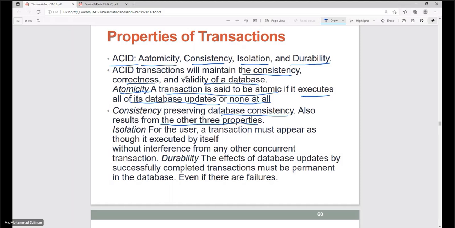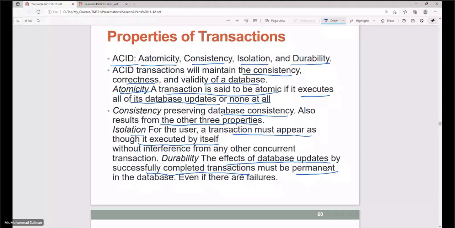Then isolation: for the user, a transaction must appear as though it is executed by itself. That is, this transaction is made by the user, and only one user is making this transaction. No other user is making this transaction. This should work in isolation. Then durability: the effect of the database update by the successfully completed transaction must be permanent in the database.